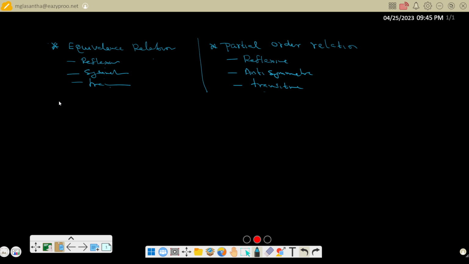Then, can you give an example of an equivalent relation? An equivalent relation on finite sets. Can you tell me what finite sets are? Parent sets can be finite sets or infinite sets. If we use an infinite set, what is a good example for that?